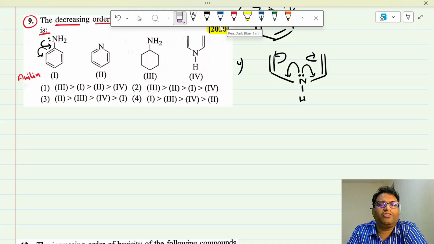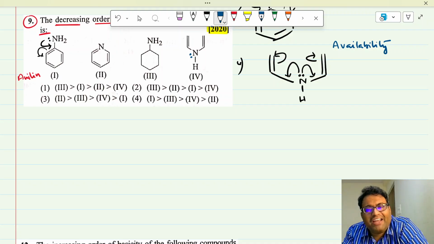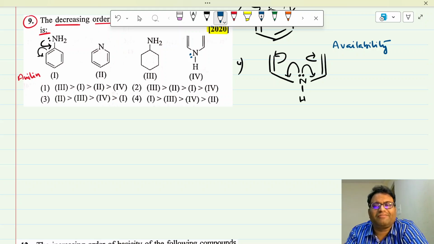So in first molecule and fourth molecule, if you see, availability is less. Why is availability less? Because they are involved in the resonance. They are not available to be donated. Where are they? They are involved in the resonance. They are under delocalization. Availability is less in both the molecules.